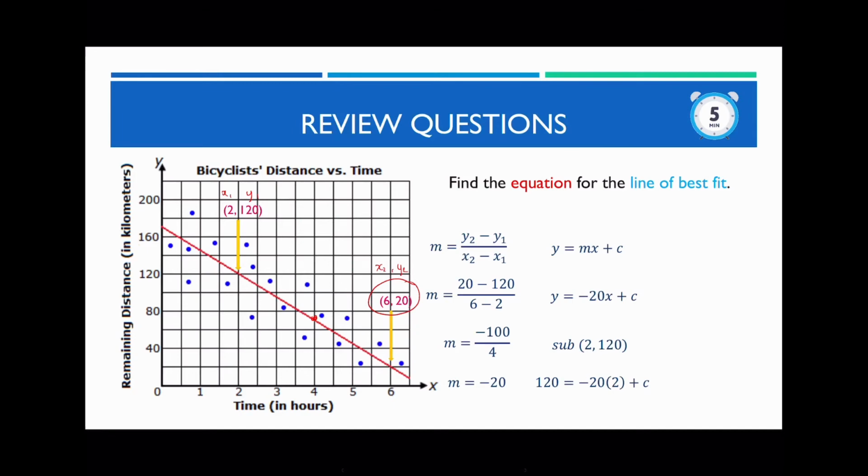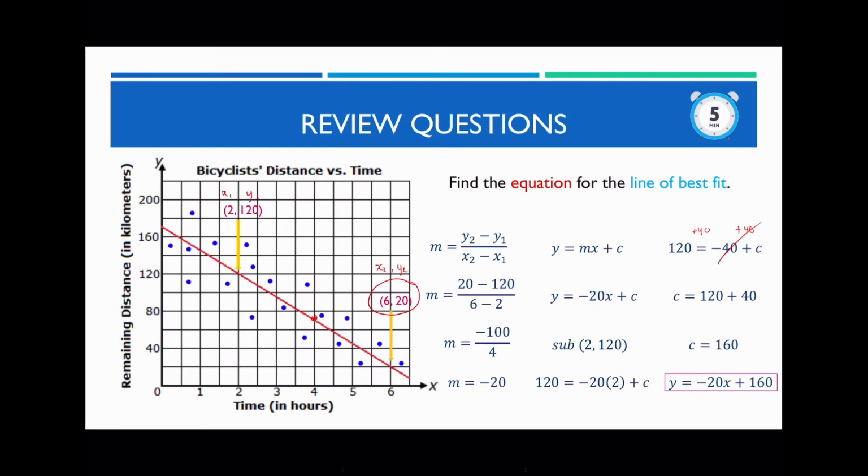So therefore, go negative 20 multiplied by 2. This equals negative 40. And now, in order to get rid of this negative 40, I'll add 40 on both sides to get rid of this. So therefore, c is equal to 120 plus 40. So therefore, c is equal to 160. Therefore, this is going to be the equation, okay?